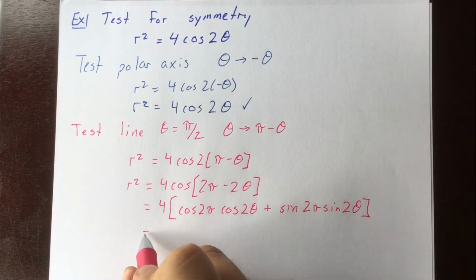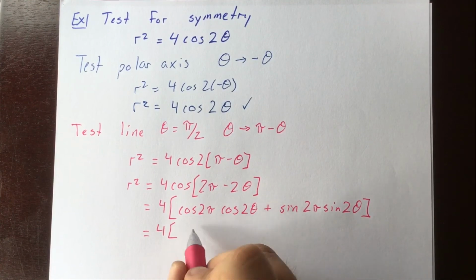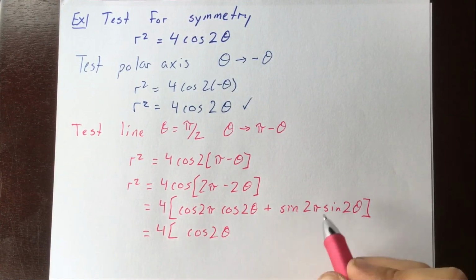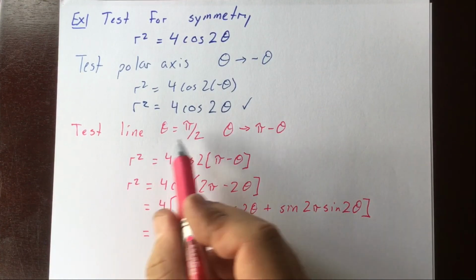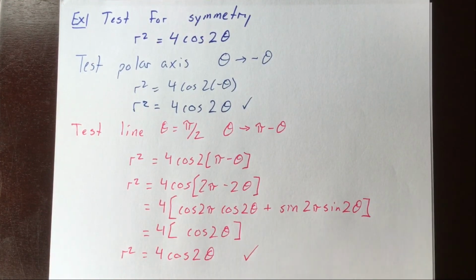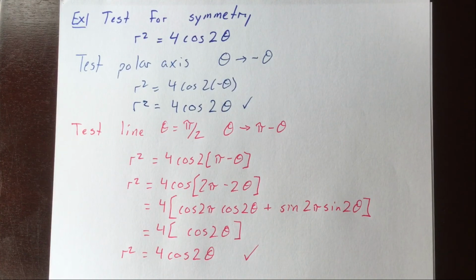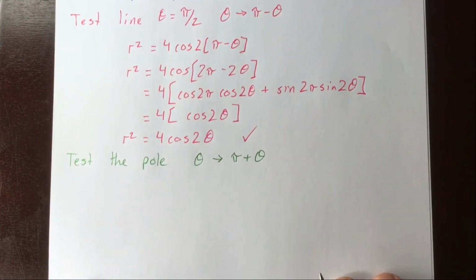All right, that would mean for us that cosine of 2 pi is 1, so we get cosine of 2 theta, and sine of 2 pi is 0, so this term is disregarded, and we get what we began with. Fascinating. That one worked as well. Lastly, ending with testing the pole, where we replace theta with pi plus theta. Move this up some. There we go.